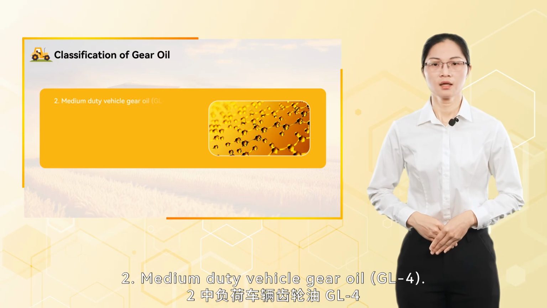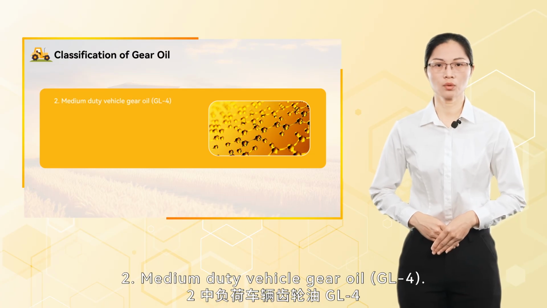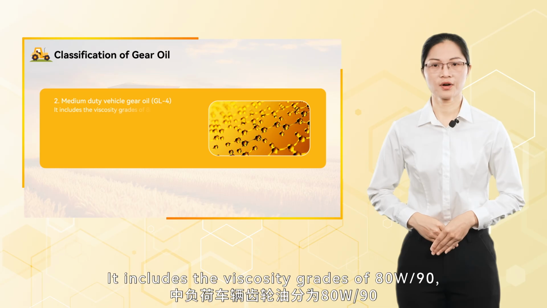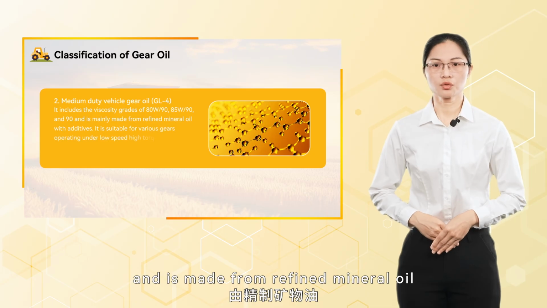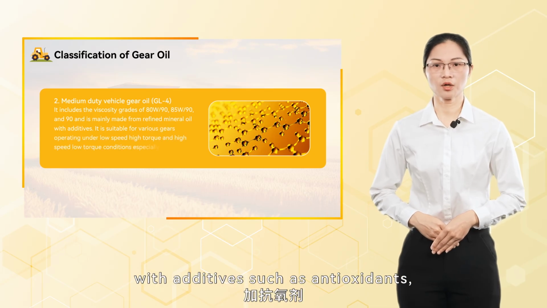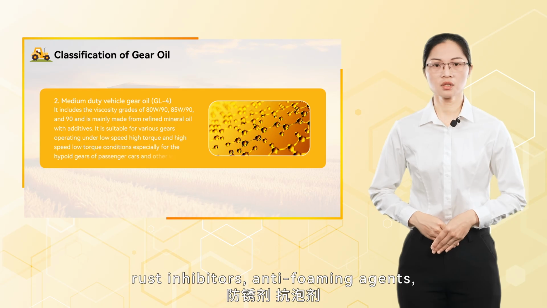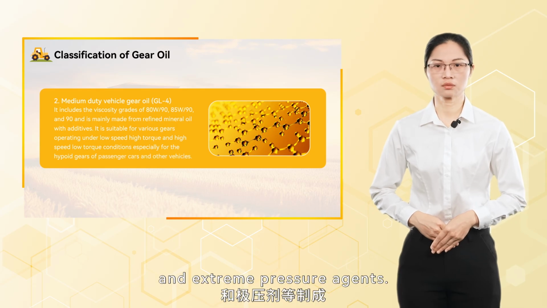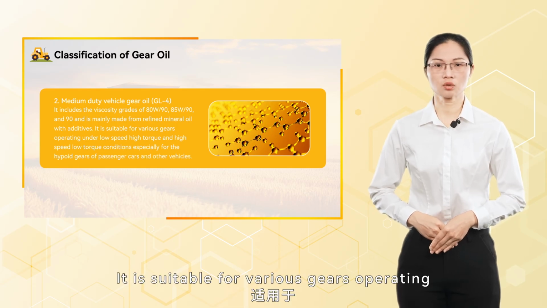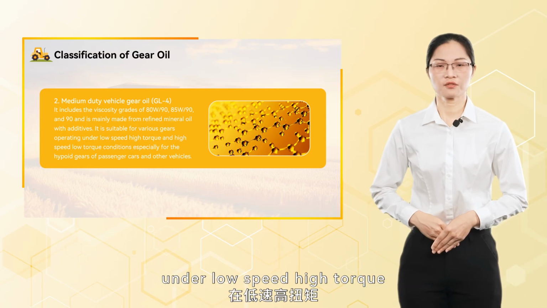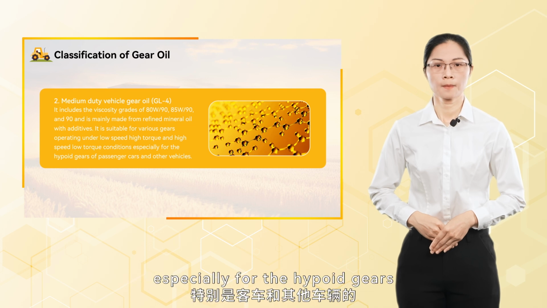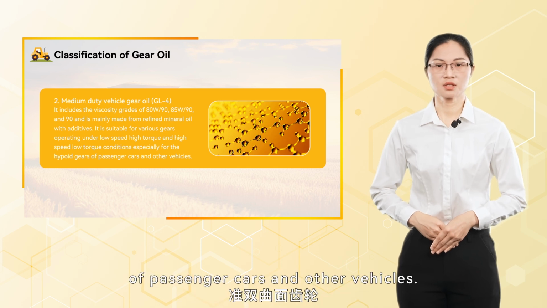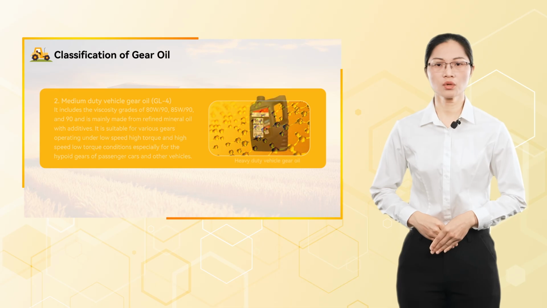2. Medium-duty vehicle gear oil, GL4. It includes the viscosity grades of 80W90, 85W90, and 90 and is made from refined mineral oil with additives such as antioxidants, rust inhibitors, anti-foaming agents, and extreme pressure agents. It is suitable for various gears operating under low-speed high-torque and high-speed low-torque conditions, especially for the hypoid gears of passenger cars and other vehicles.